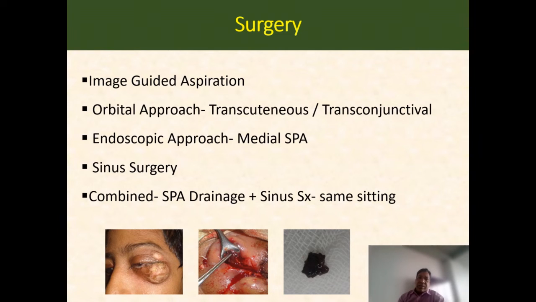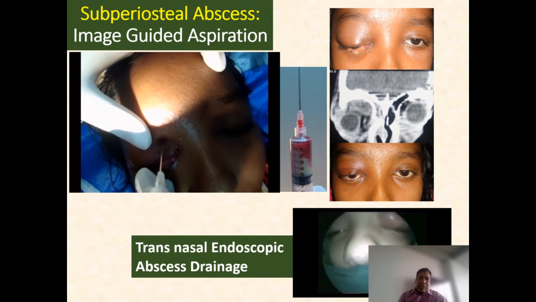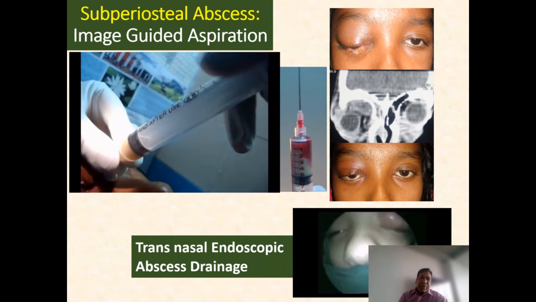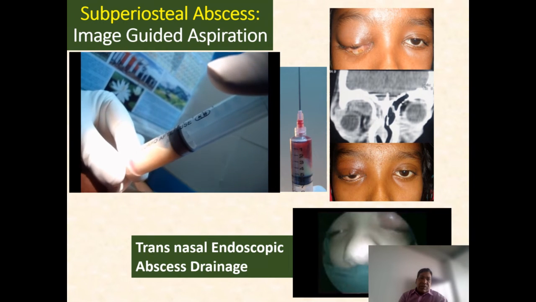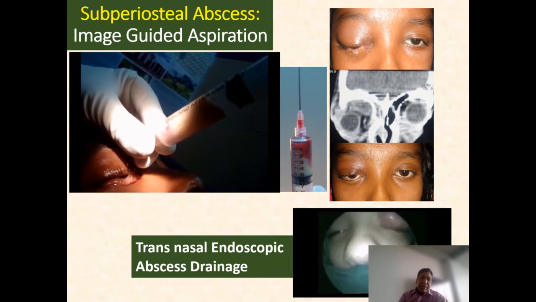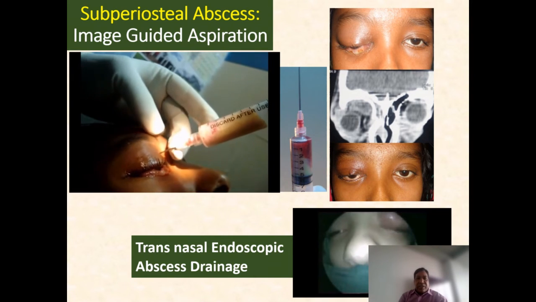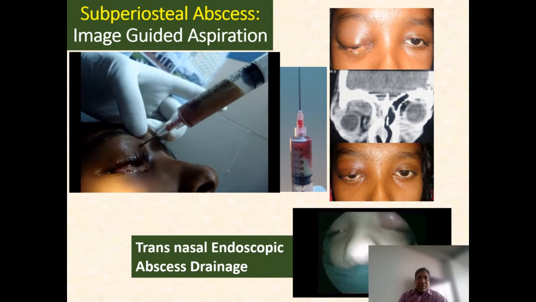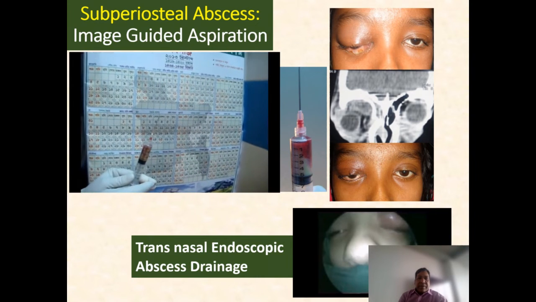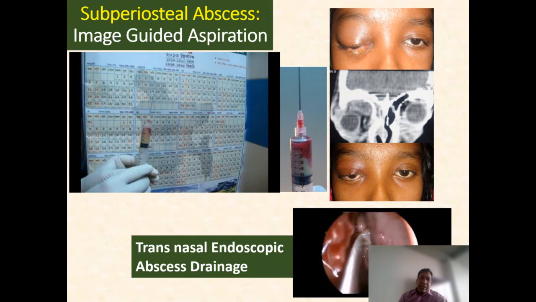Approaches include CT image guided aspiration, transcutaneous or transconjunctival orbital approach, and endoscopic endonasal approach for medial subperiosteal abscess. This video is showing a transcutaneous image guided aspiration with a needle in. It can also be done by endoscopic approach. It is an easy procedure.